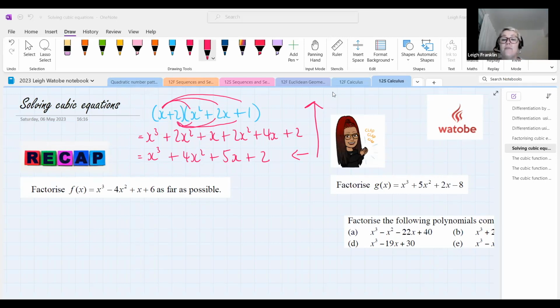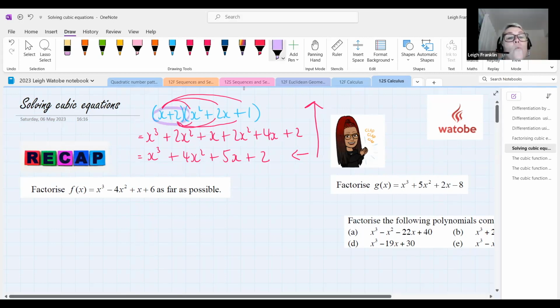We need factor theorem in order to be able to do this, because if they tell us to factorize f of x, for example, as far as possible, they have not given us this linear factor. So the one that I chose here was x plus 2. We don't have that. So you need to sub in values of x that gives you 0 as an answer, right? There's going to be more than one answer, because after all, when this factorizes, it's going to factorize into 3 brackets.